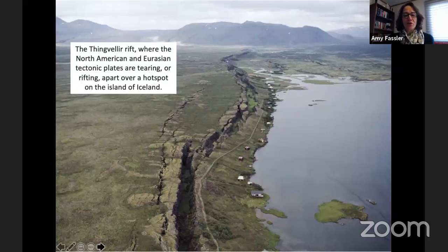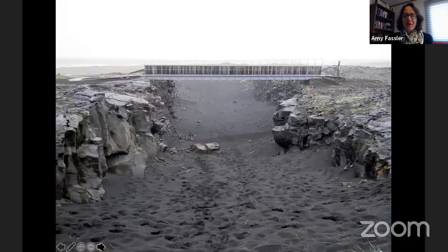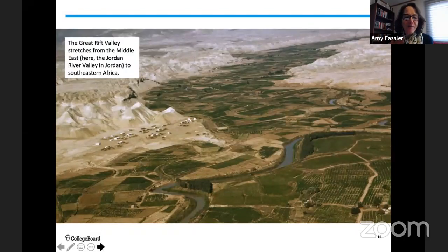Here's another image from Iceland as well, showing a bridge going across that rift that's connecting the two plates, where they're pulling or rifting apart. So that is a divergent plate boundary. Oh, we have one more cool image.